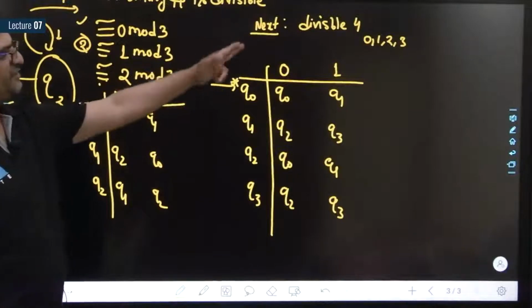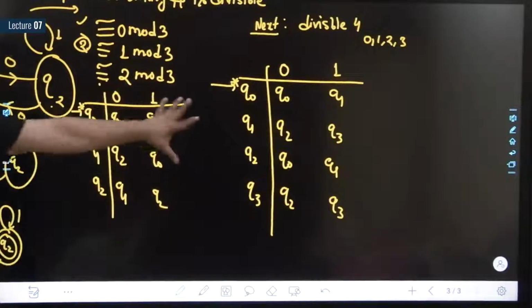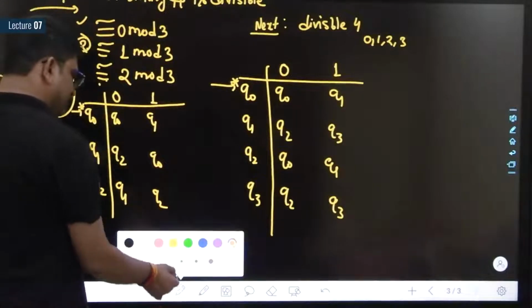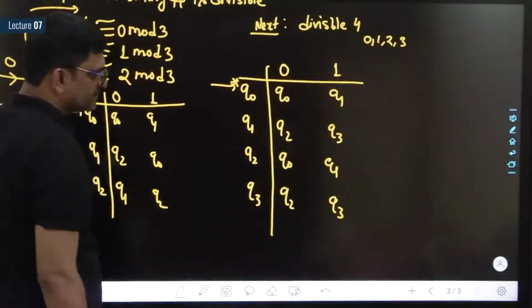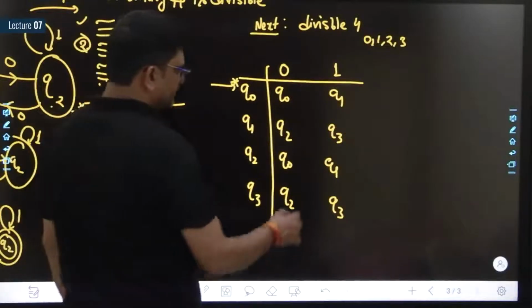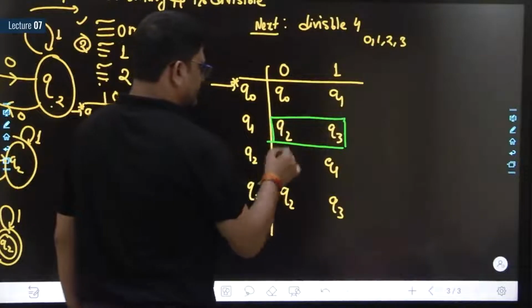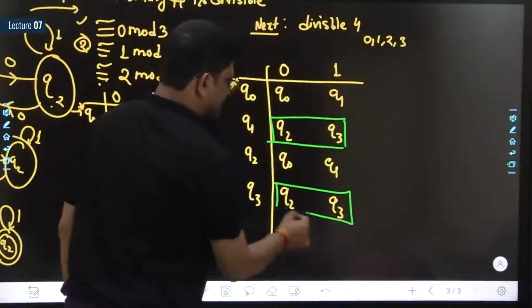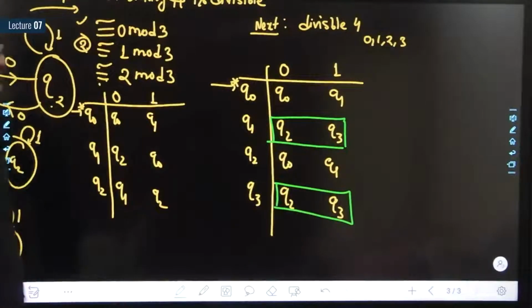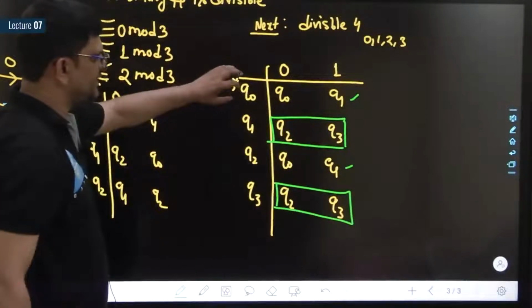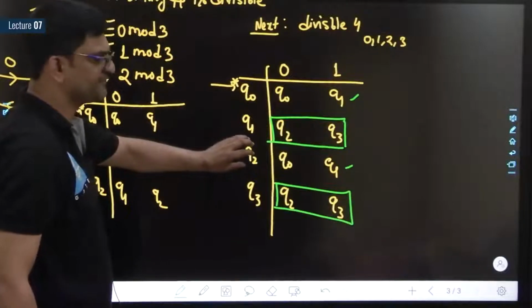This is the DFA for divisible by 4. But this is not minimal. Why is it not minimal? Please see, these two transitions are same. These are not same. Why? Because this is the final state and this one is non-final state.